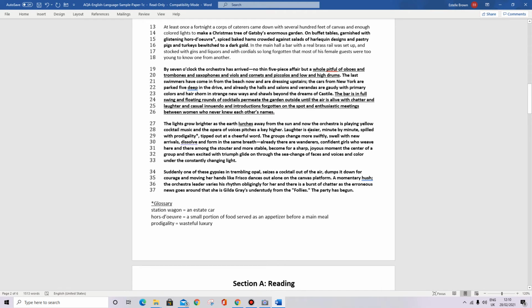So laughter is easier, minute by minute, spilled with prodigality. I've never actually said that out loud as a word. Wasteful luxury. Oh, luxury is a good word to be using about this, to be fair. Yes, luxurious it is. So spilled out with wasteful luxury, tipped out at a cheerful word, so everyone's laughing. The groups change more swiftly, swell with new arrivals, dissolve and form in the same breath.